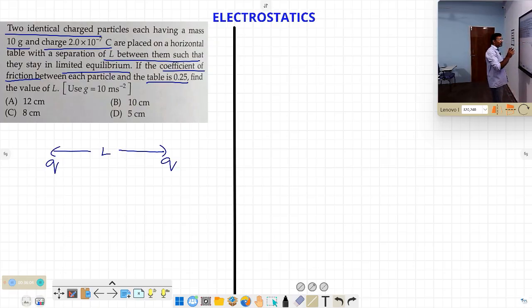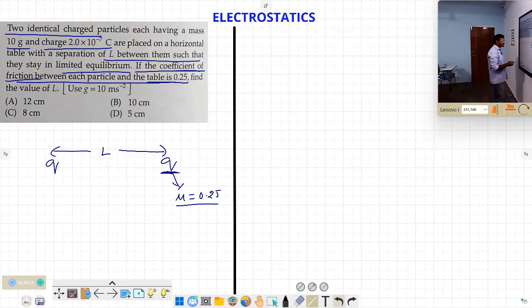Actually, due to repulsion, what happens? They are not in equilibrium. But limited equilibrium means something is there which is making it equilibrium. What is that? The coefficient of friction between the particle and the table, that means if there is any friction acting between these charges and the table, that friction value is given as mu equal to 0.25. Find the value of L. Using that concept, they are asking to find the L value.